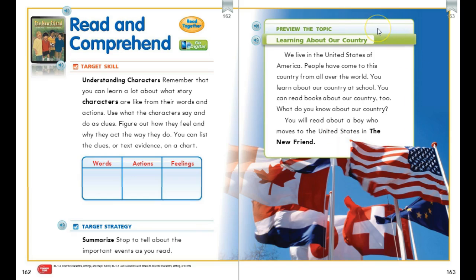Let's preview the topic on page 163. Learning about our country. We live in the United States of America. People have come to this country from all over the world. You learn about our country at school. You can read books about our country too. What do you know about our country? You will read about a boy who moves to the United States in The New Friend.